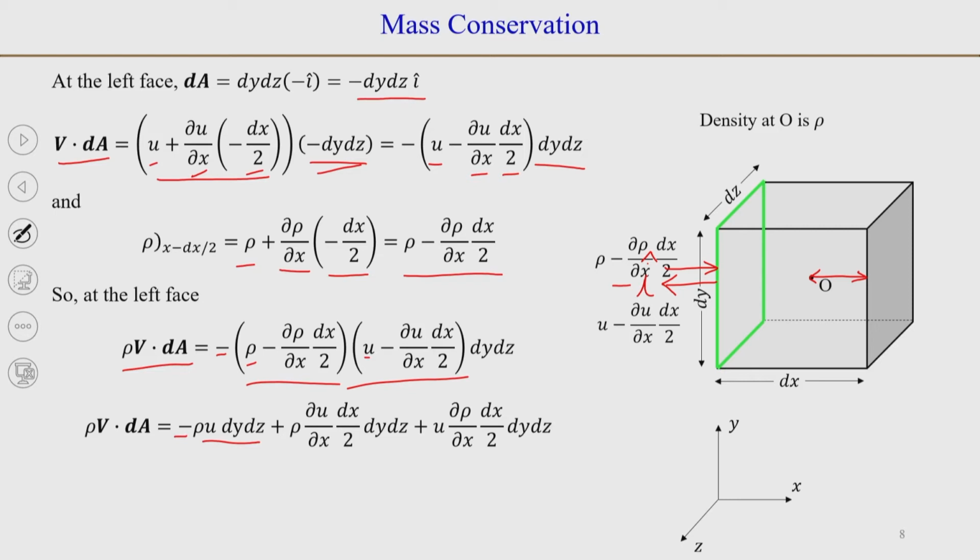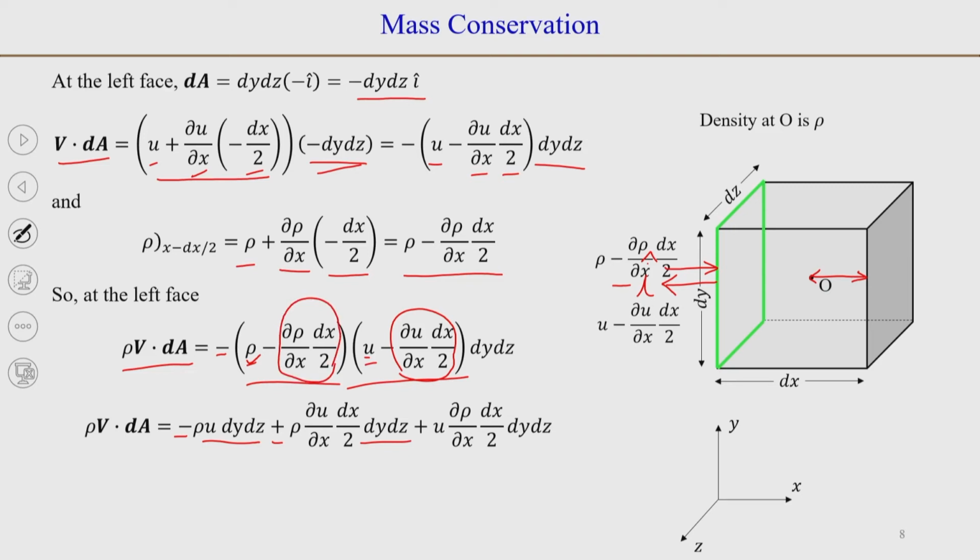Then you can multiply rho with the second term here. So, you will have minus into minus, that will become plus rho dou u by dou x dx by 2 into dy dz. The next term will be the product of the first term in the second bracket, which is u, with the second term in the first bracket, this term.